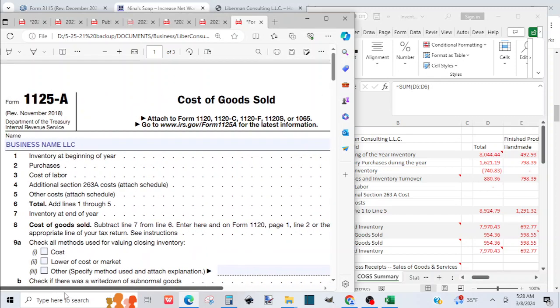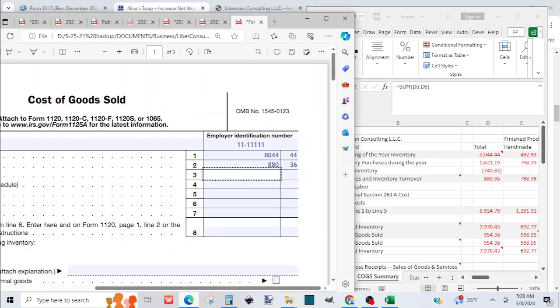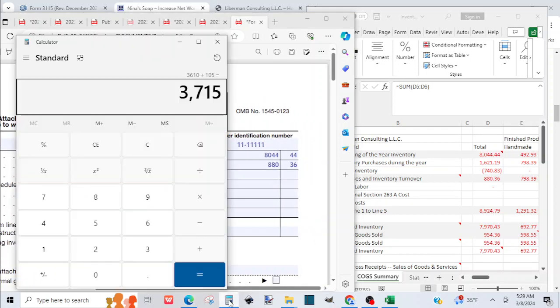Cost of labor, I'm not going to include it here. Line 3, it's not applicable to this one. Line 5, other costs, attach a statement. If you put something on that line, you will attach a statement. Line 5, total of line 1 to 5. So total of those two, 8044.44 plus 8036 will give 94.20. Let's move this to this area. Oh, we do have it here too.